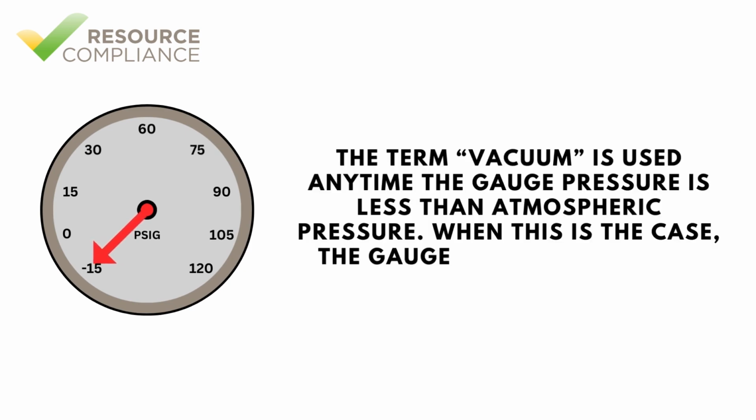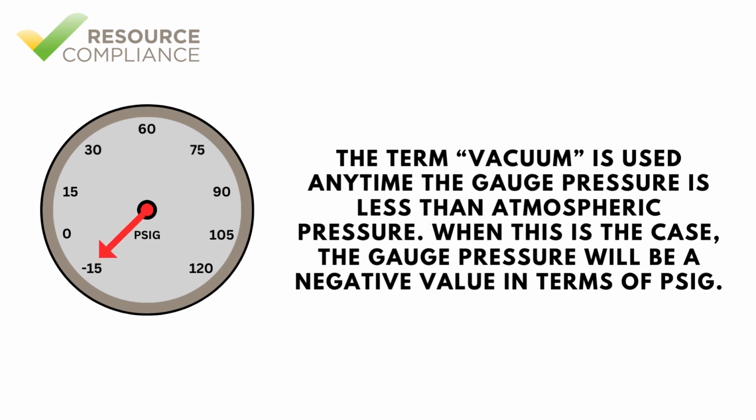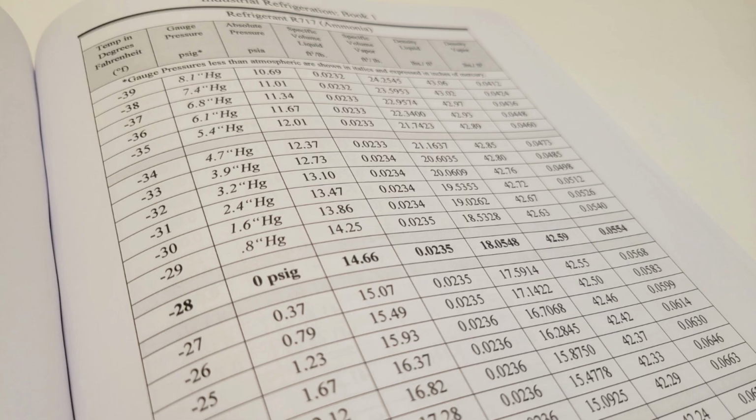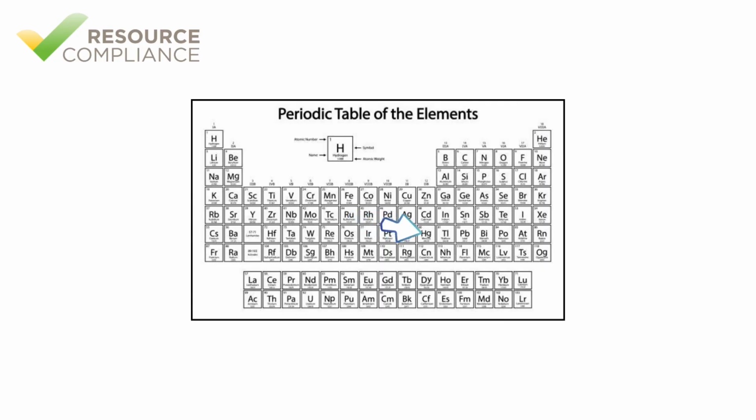The term vacuum is used anytime the gauge pressure is less than atmospheric pressure. When this is the case, the gauge pressure will be a negative value in terms of psig. As a common convention in refrigeration applications, psig is used for positive gauge pressures and inches Hg is used for negative gauge pressures. Hg is the symbol for mercury on the periodic table.